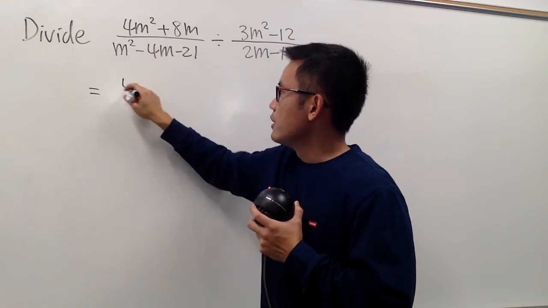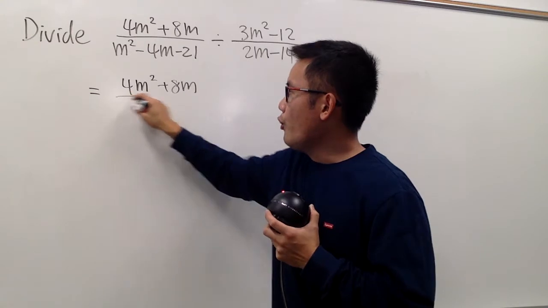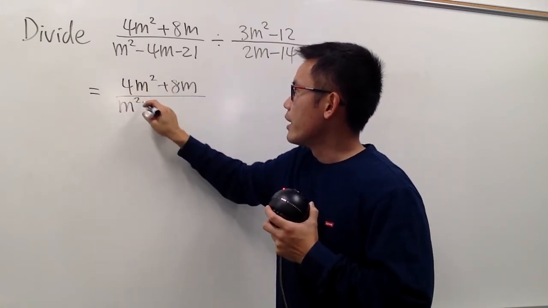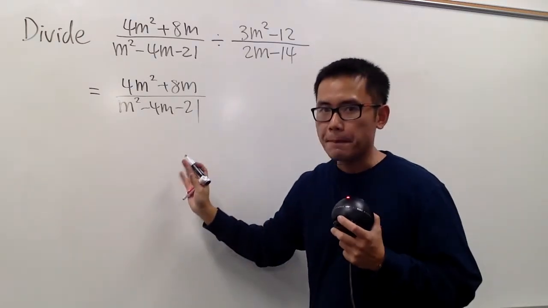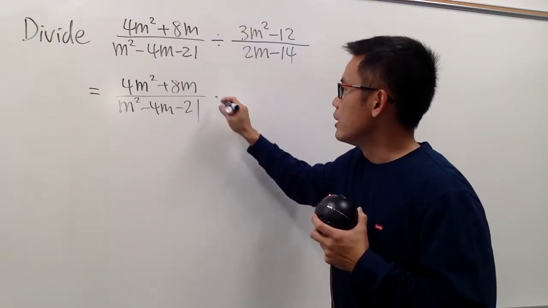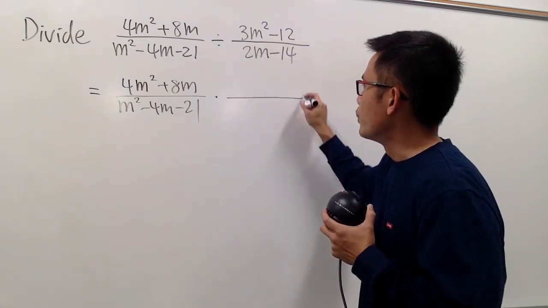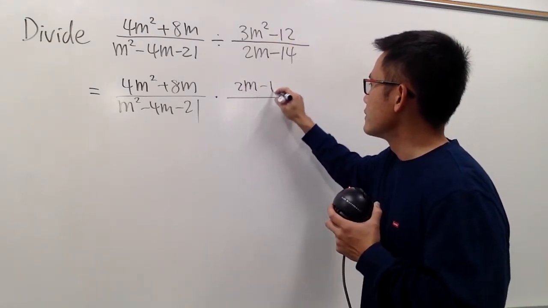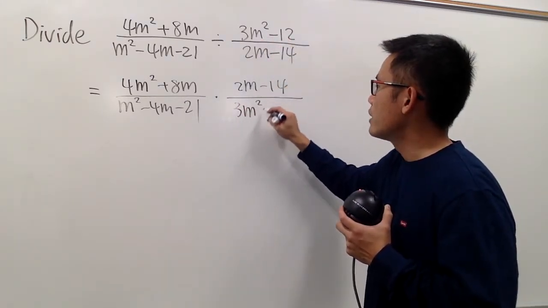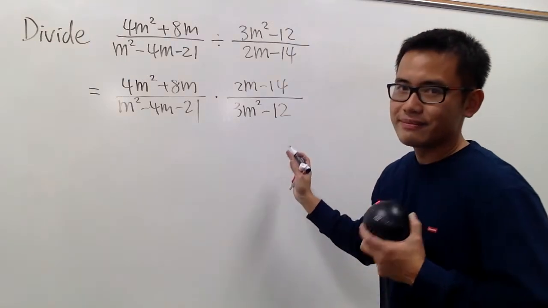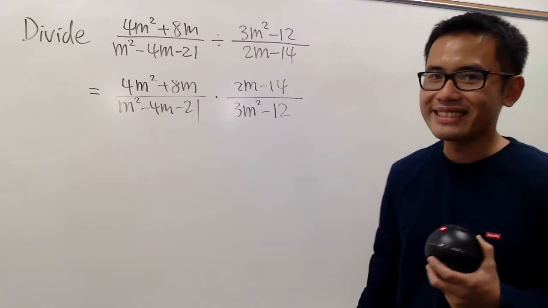So this is going to be 4m squared plus 8m over m squared minus 4m minus 21. This right here stays the same. And I will have to change this to multiplying. And then I will flip this. Therefore, we will have the 2m minus 14 on the top, and we will have the 3m squared minus 12 on the bottom like this. And now we can focus on the factorings and then cancel things out after that.